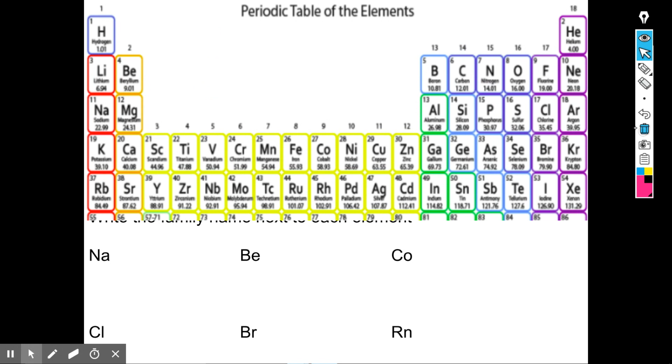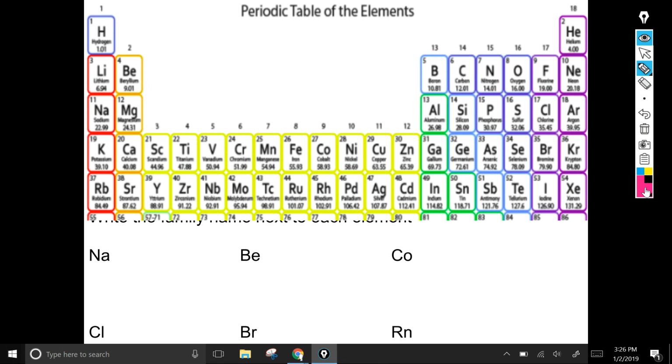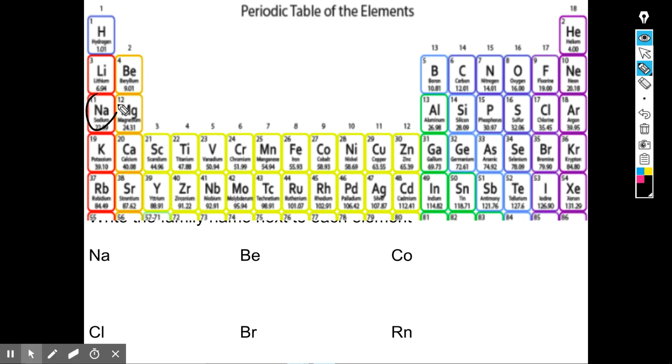So now take a minute, pause the video, and try to determine the family of elements for these particular elements. And I'm going to assume that you've already stopped the video and have done the family. And now I'm going to tell you that sodium is here. That is the alkali metal family. Beryllium is here. That is the alkaline metal family. Cobalt is here. Transition metal.